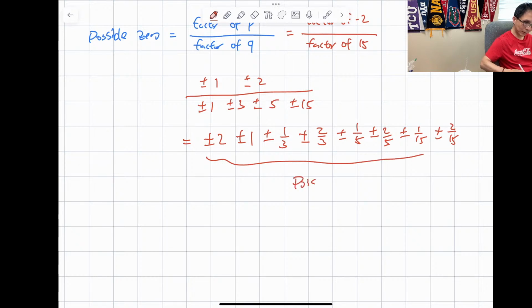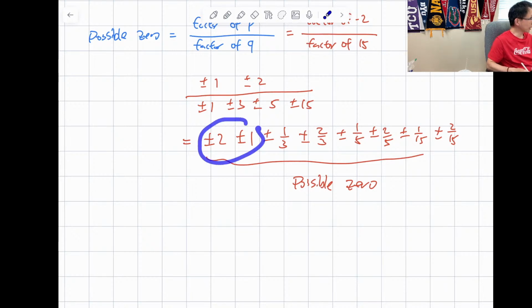So, possible zeros. Now I would tell you, I would start with an easy number. The first thing is if you got plus or minus 1 or plus or minus 2, I will try those numbers first. What do you mean by trying? We are guessing whether this is 0 or not. So it depends on your luck. Usually within the first 4 tries, you're going to get one answer. Hopefully.